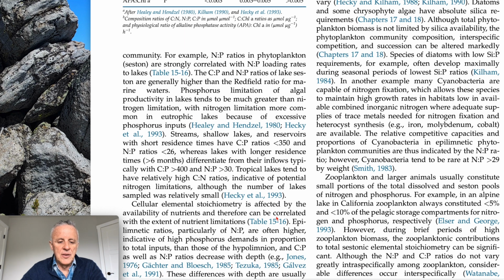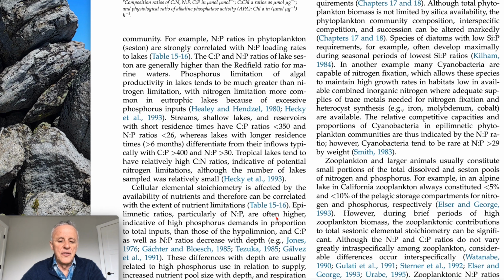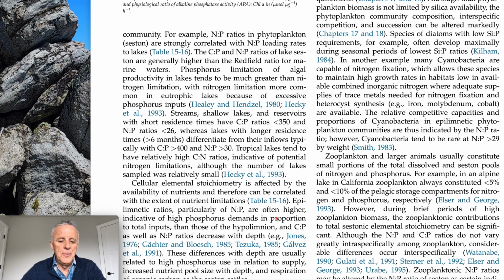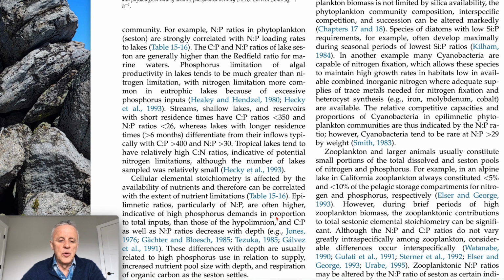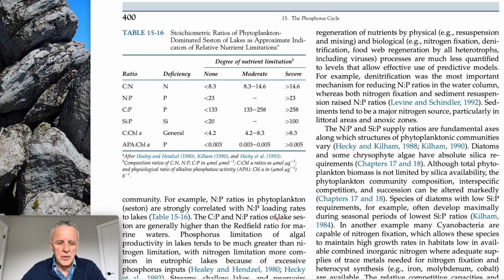Streams, shallow lakes, and reservoirs with short residence times have CP ratio less than 350 and NP ratios less than 26, whereas lakes with longer residence times greater than 6 months differentiate from their inflows, typically with CP greater than 400 and NP greater than 30. Tropical lakes tend to have relatively high CN ratios, indicative of potential nitrogen limitation, although the number of lakes sampled was relatively small. Before we move on, let's look at this Table 15-16.